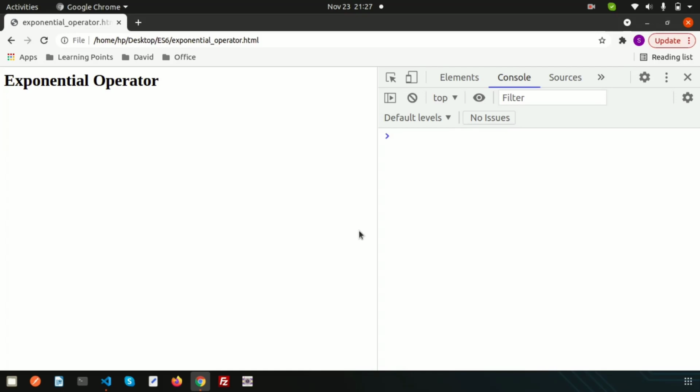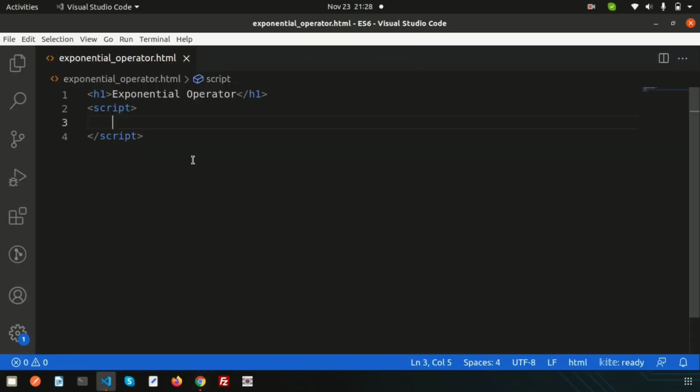Today the topic is very small, so I am just going to discuss the exponential operator. It is one of the important operators. Generally we did addition, subtraction, multiplication, division. This one is exponential, that means the power, right? So let's see how we generally did these things.